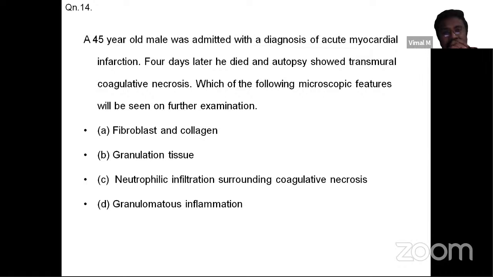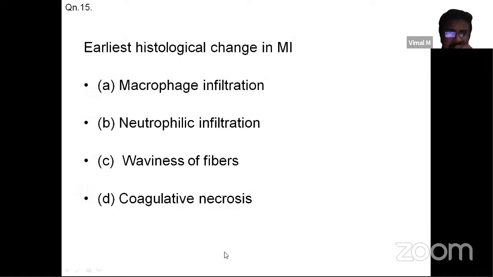4 days later, he died, and autopsy showed transmural coagulative necrosis. Which of the following microscopic features will be seen on further examination? Fibroblast and collagen, granulation tissue, neutrophilic infiltration surrounding coagulative necrosis, granulomatous inflammation. So they are giving 4 options. Let us see this question.